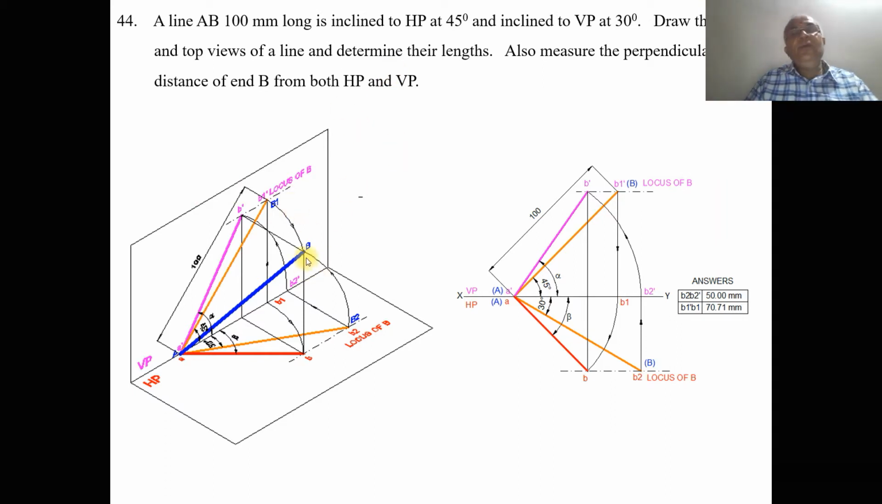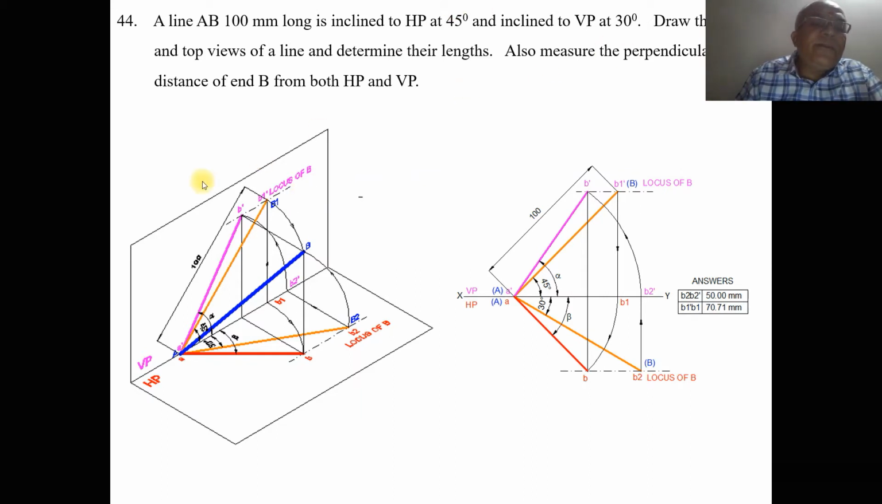To find out the top view, we need to consider the true length in the front view. So which is the true length in the front view? Which is A dash, B1 dash. As the condition says, when the line has to be in true length, it has to be parallel. So what does it mean? If I consider the true length in the front view, obviously that line should be parallel to VP. So that means it should be parallel to XY line in the top view.